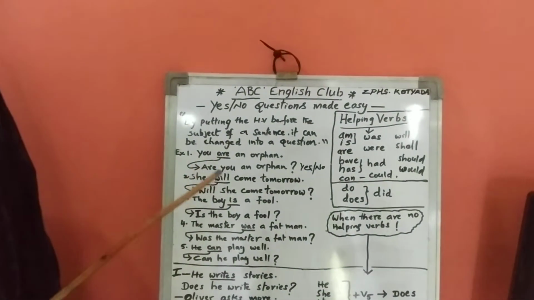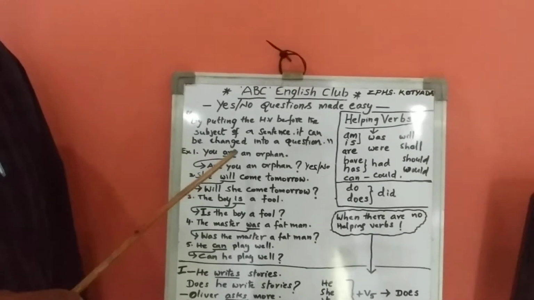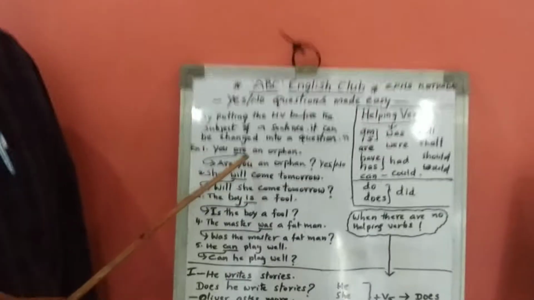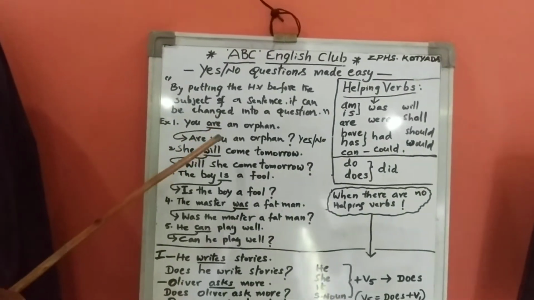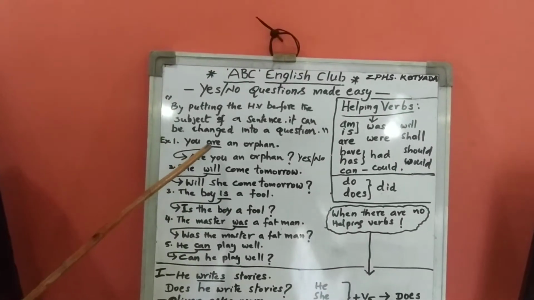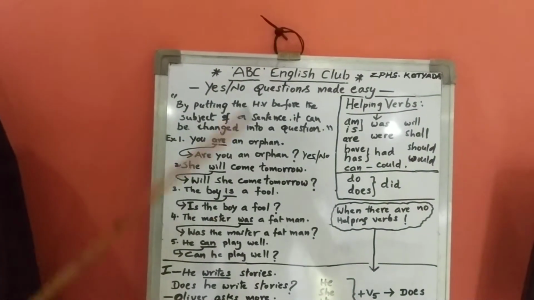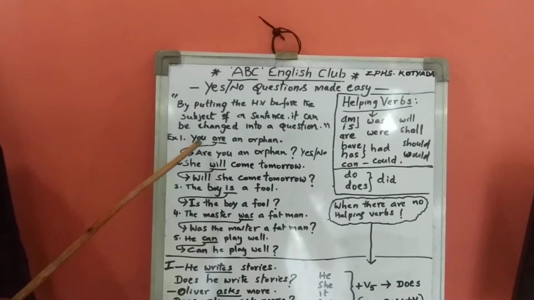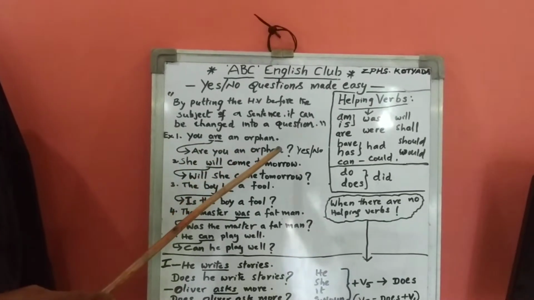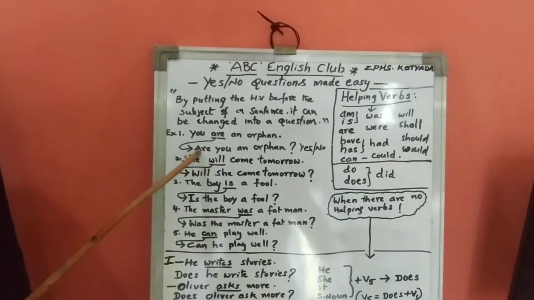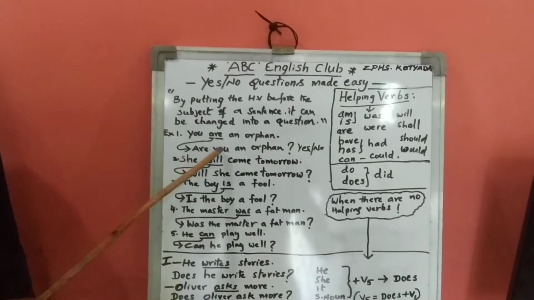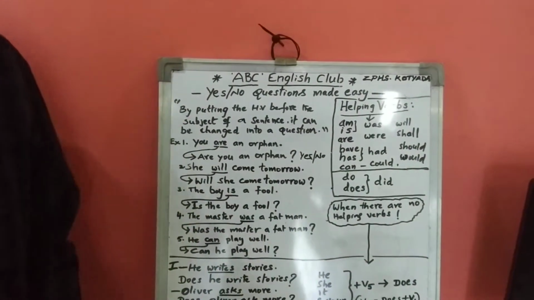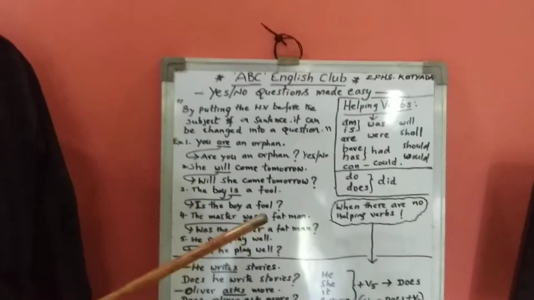So, for example, you are an orphan. It is a statement. First of all, you find out what is the helping verb. Here, are is the helping verb. So, by putting are before the subject you, it can be changed into a question. Are you an orphan? The answer will be yes or no. That's why these are called yes or no questions.